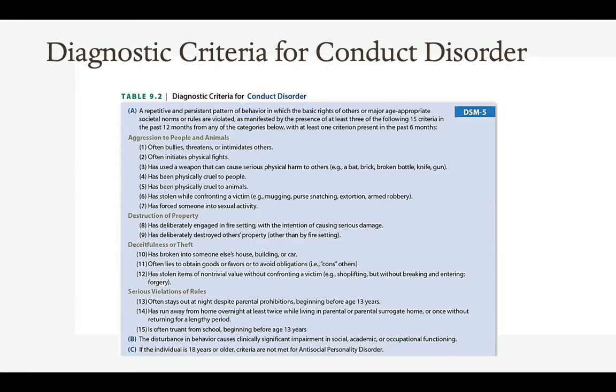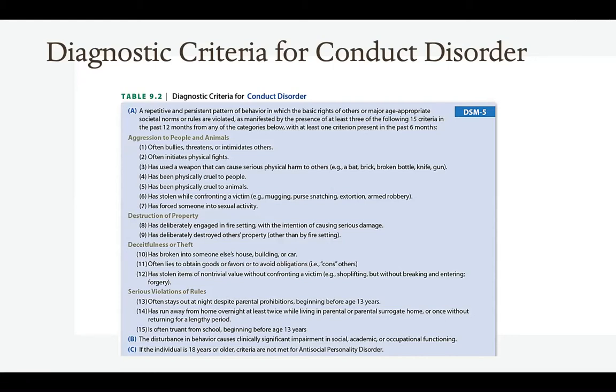This is taking a look at the criteria in the DSM-5. Now, conduct disorders was actually established as an official disorder in 1968, which was the DSM-2. But symptoms have actually been seen in research for many, many years before that.